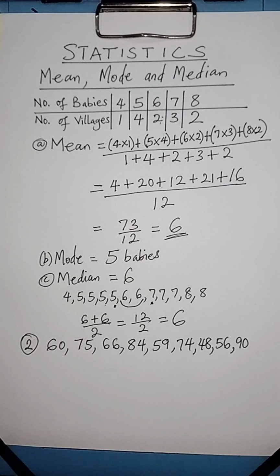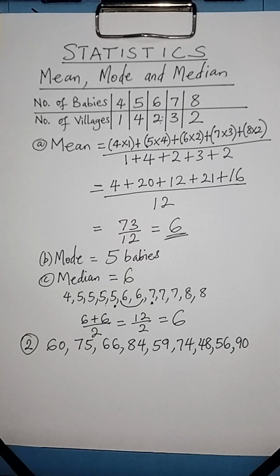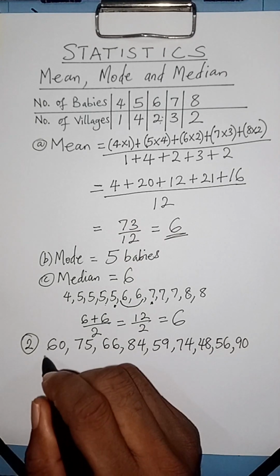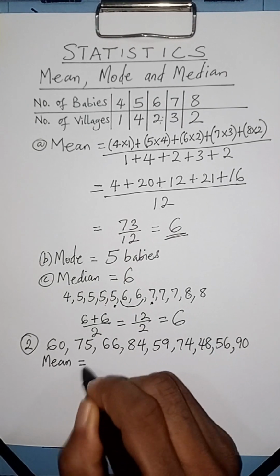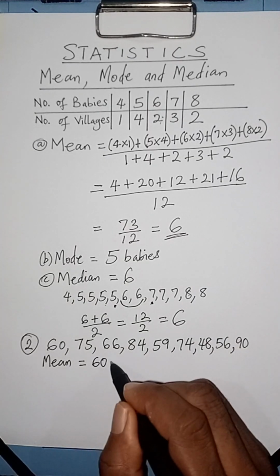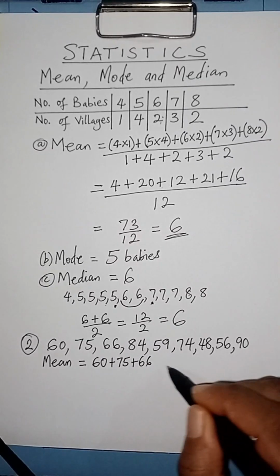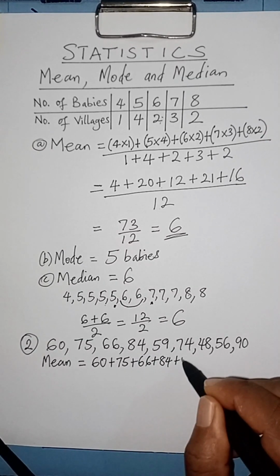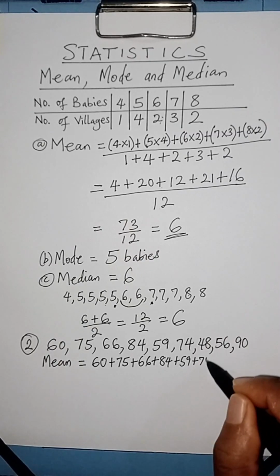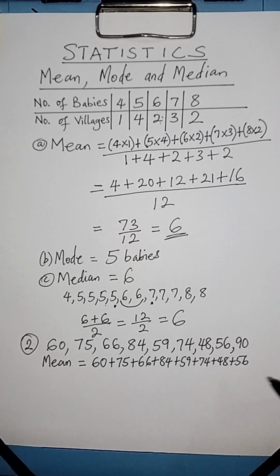Now let's look at the second question. We have a set of data here, and we have to find the mean, the mode, and the median. So let's start with the mean. How do we find the mean of this? Again, it's very easy. Just add all of them together. 60 plus 75 plus 66 plus 84 plus 59 plus 74 plus 48 plus 56, and then lastly plus 90.